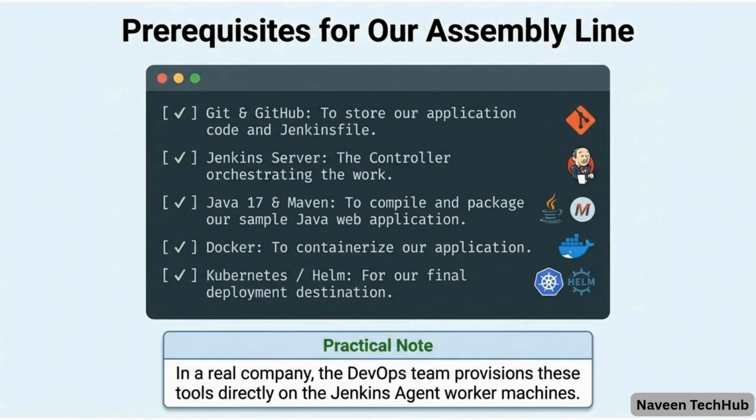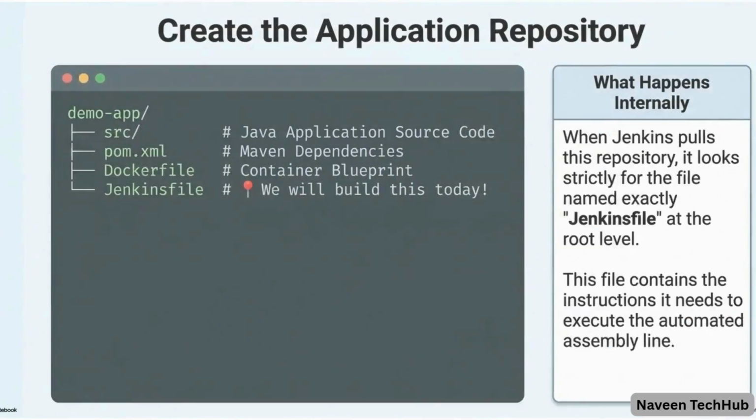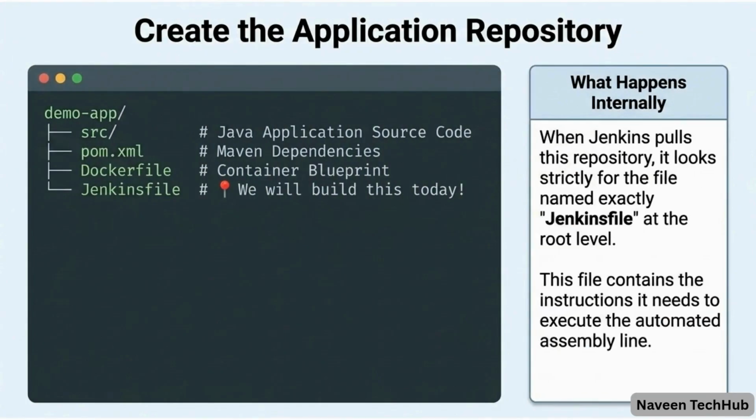For our example, we need Git and GitHub for source control, Jenkins as our automation server, Java and Maven for the sample application, Docker for containerization, and Kubernetes or Helm for deployment. In a real enterprise environment, the DevOps team normally prepares Jenkins agents with the appropriate tools instead of installing everything manually during every build. Now let's look at the repository structure.